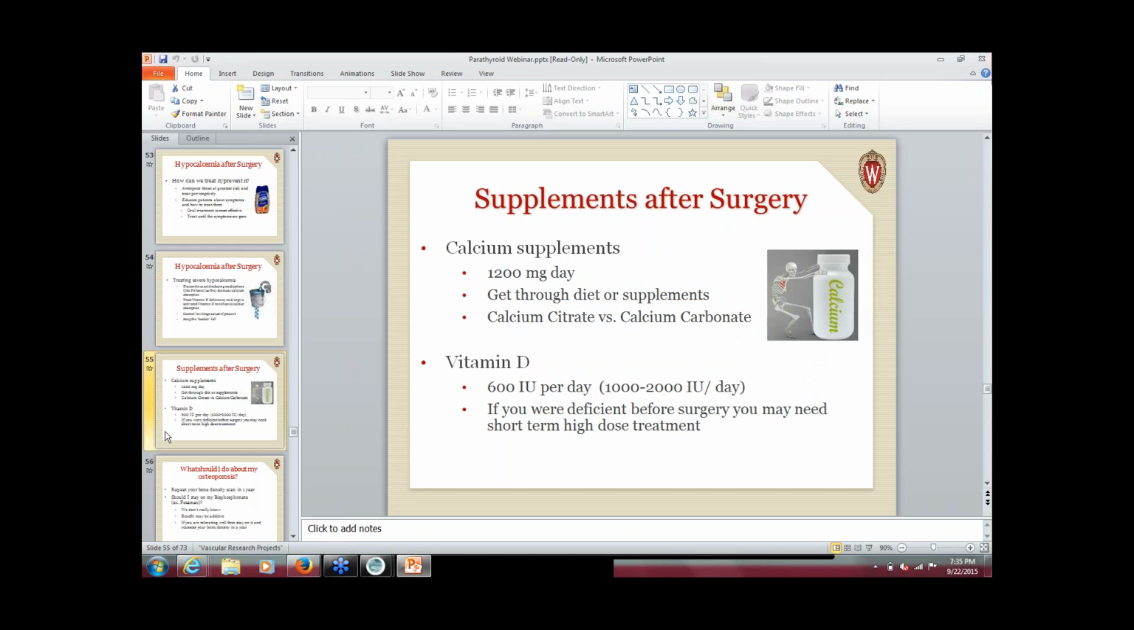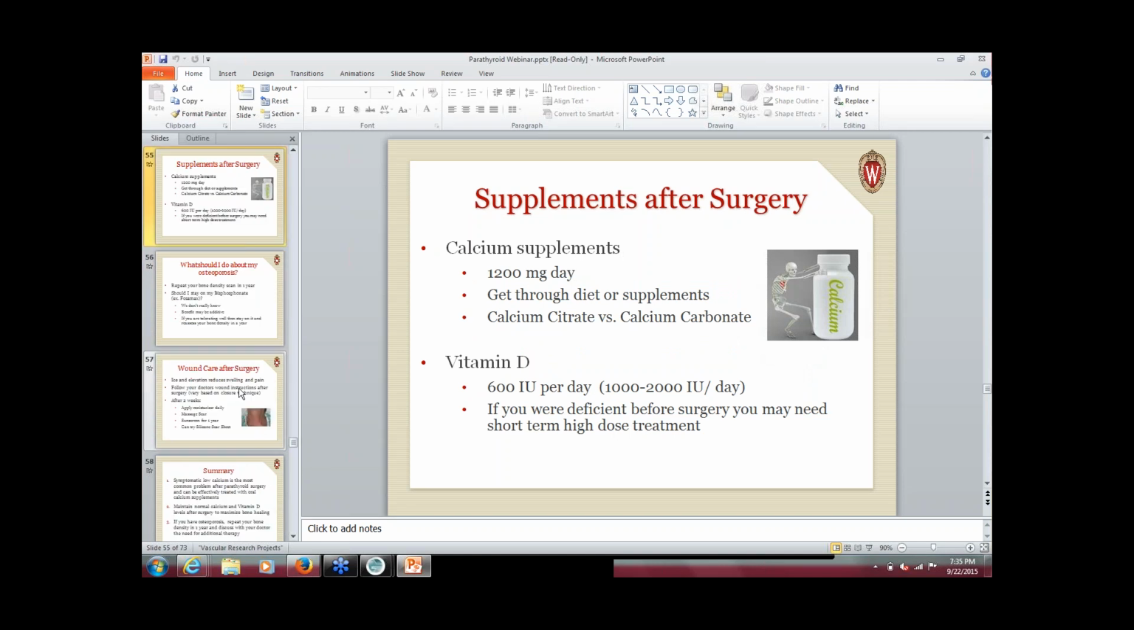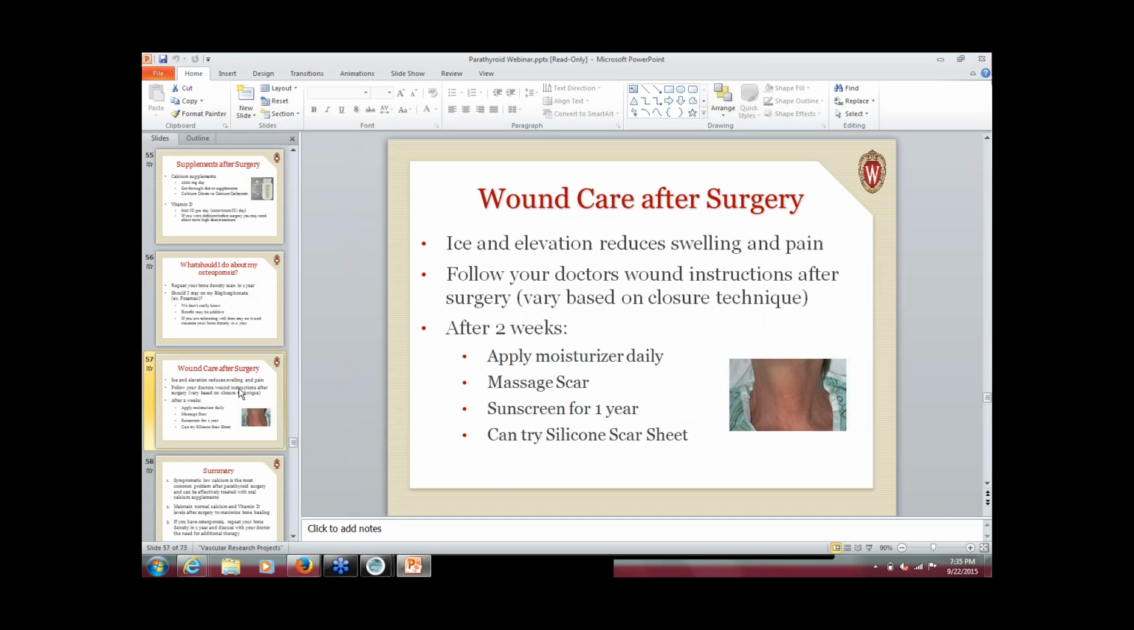So wound care after surgery. One of the things that we always recommend is ice. Ice is great for both pain control, and it can also reduce some of the swelling in the area. And also elevation. I think after surgery, having your head a little bit elevated or sitting upright can really reduce the amount of swelling. And the less swelling you have, the less pain you have.